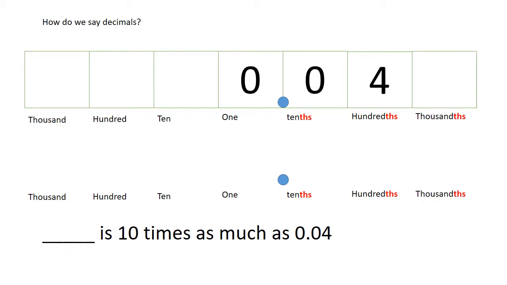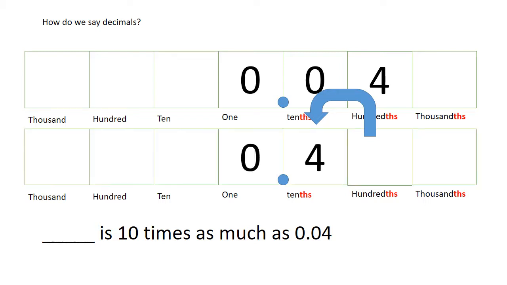All right, so we're going to continue by looking at our 10 to 1 relationship. So I want you to look at the question at the bottom. It says blank is 10 times as much as 4 hundredths. We know that we want to say 10 times as much. The value is increasing, so the digits should be moving 1 time over to the left. So now we know that 4 tenths is 10 times as much as 4 hundredths.